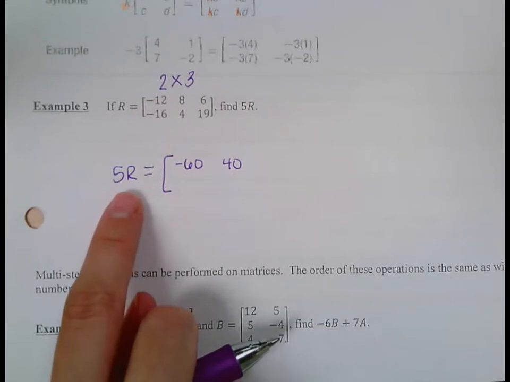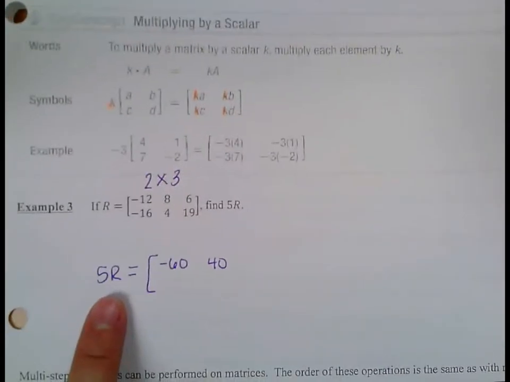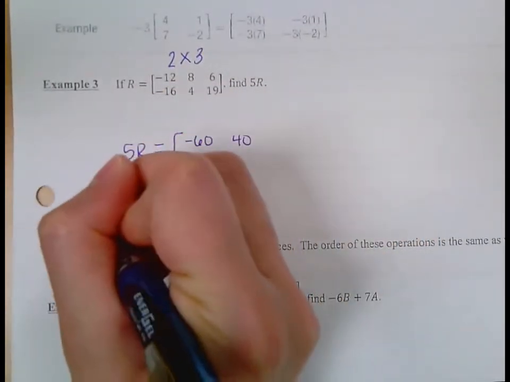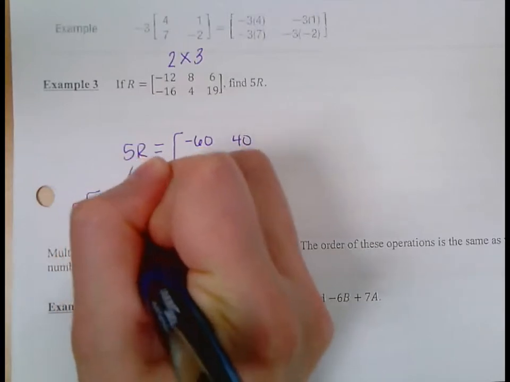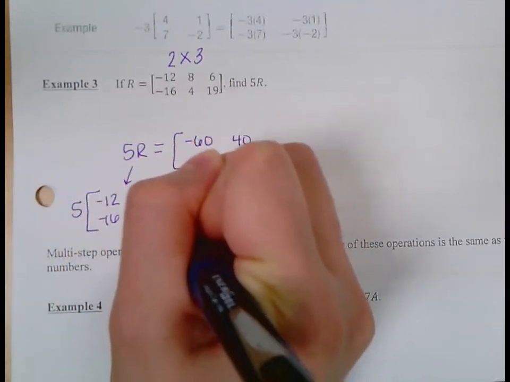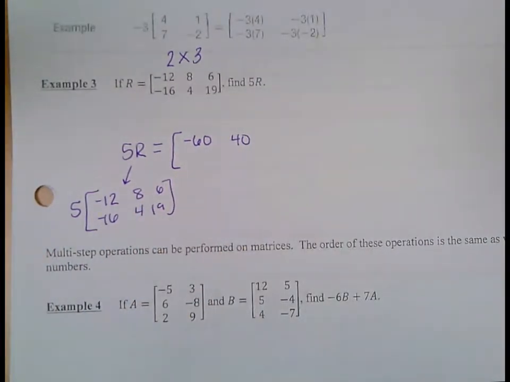Is that what you meant, including the R here? Oh, like here you mean? Yeah, so I could have written 5 times R. I could have written it this way as 5 times, and then matrix R would be this. And then I'm multiplying it right away.